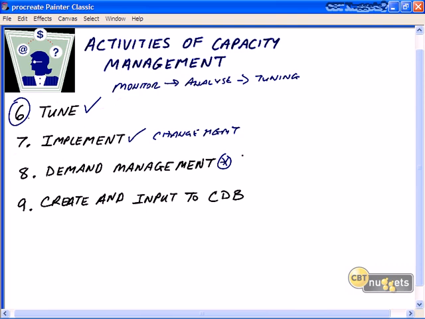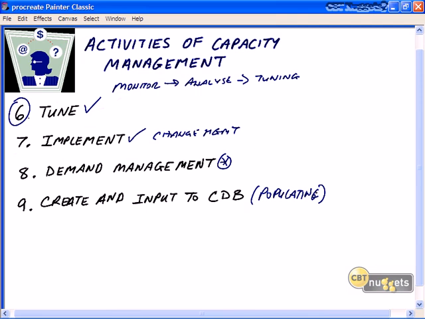In other words, controlling demand on the user side. And finally, you're going to create an input to the capacity database. This is basically the process of populating the capacity database with the collected and updated technical information, business information, any data that's relevant to the capacity management process.